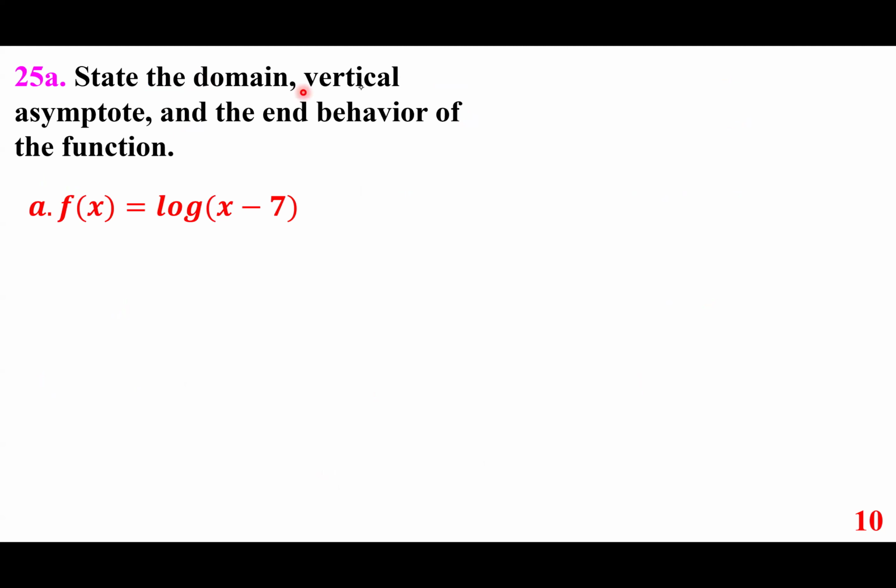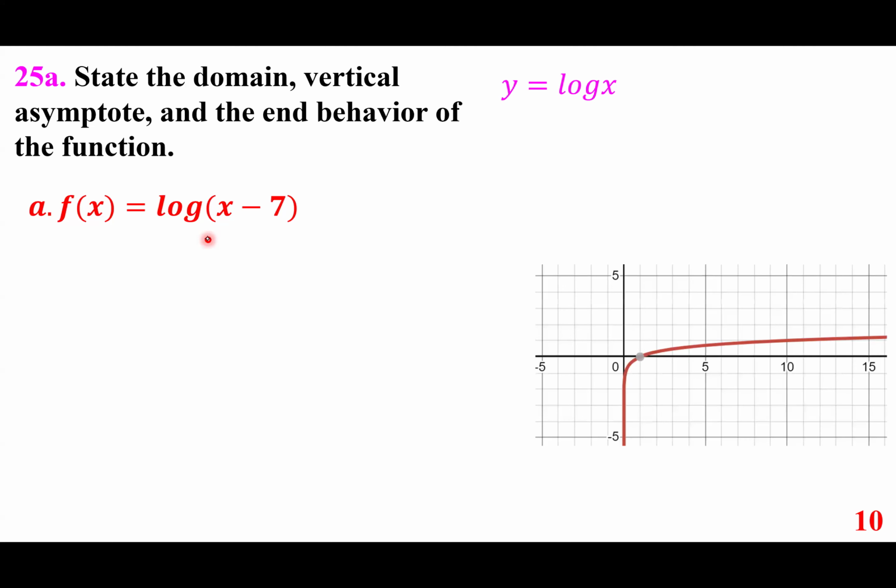State the domain, vertical asymptote, and the end behavior of the function f of x equals log of x minus 7. We don't have any base, which means the common log, base 10. It doesn't matter. It looks like a basic log where the base is larger than 1.